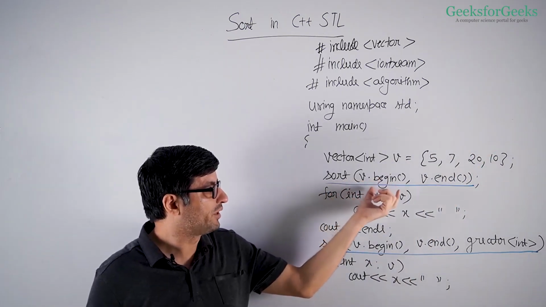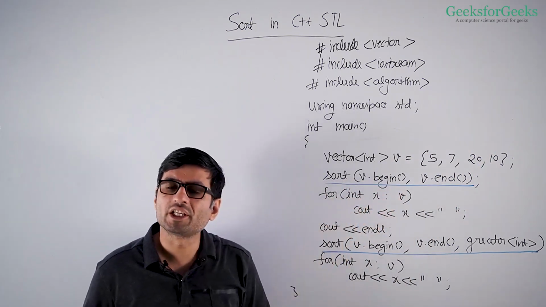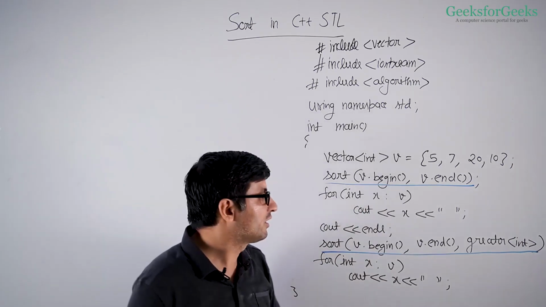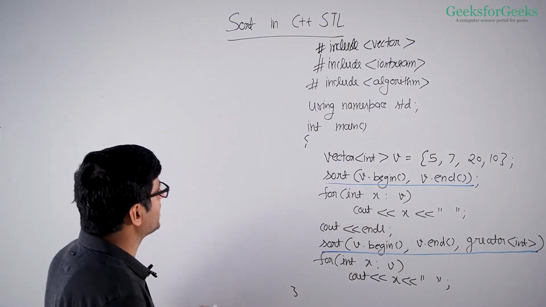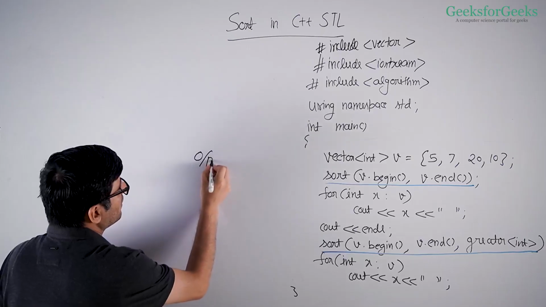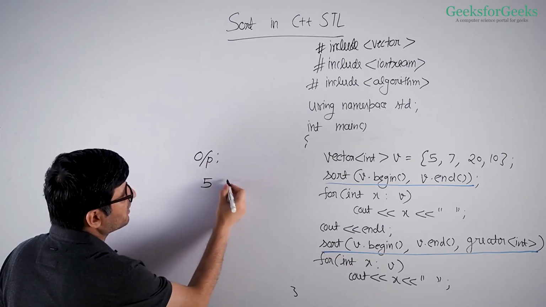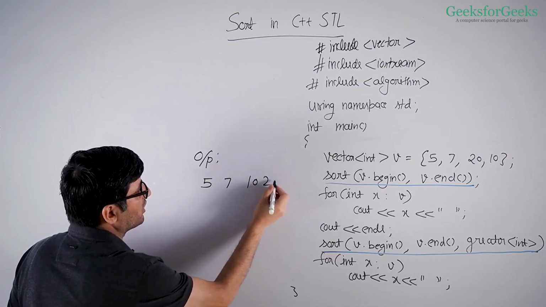So v.begin and v.end, and by default we get the elements in increasing order, sorted. So this line prints the output as 5, 7, 10, 20.